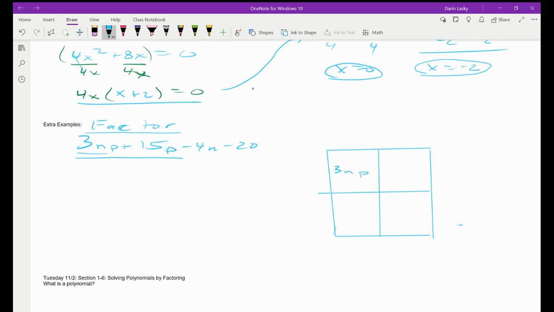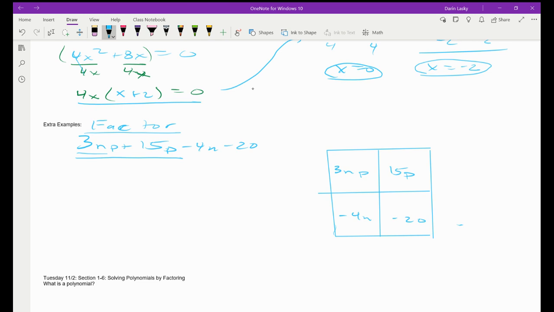I'm going to put right here. I'm going to take the last term and put negative 20 up here. And then I'm going to take these two middle terms and put them wherever you want. I'm going to put the 15P right here and the negative 4 right here. So I just kind of go 1, 2, 3, 4, and then I go 1, 2, 3, 4.